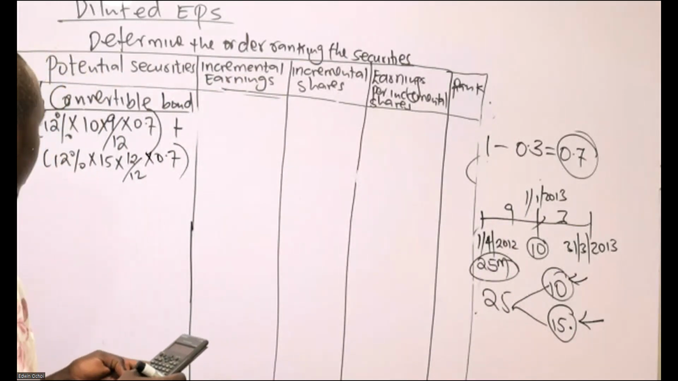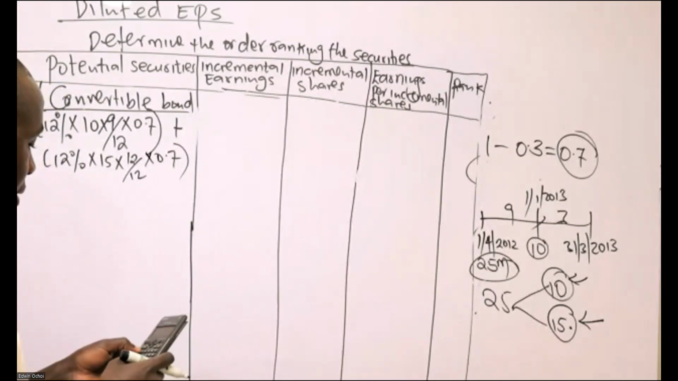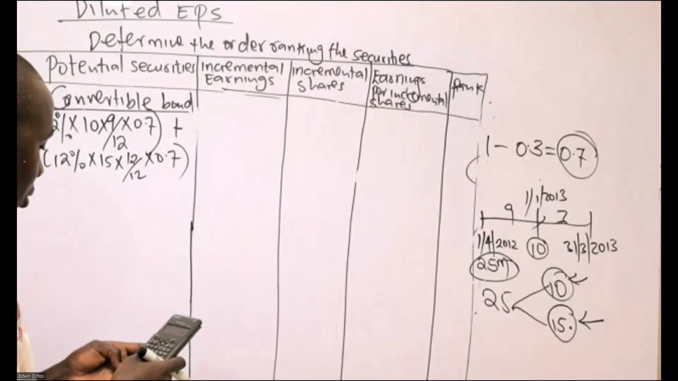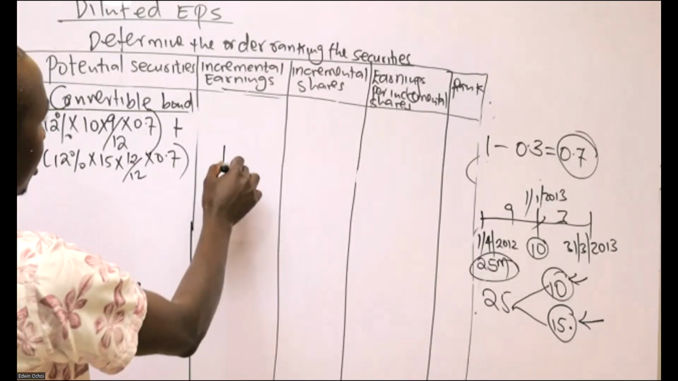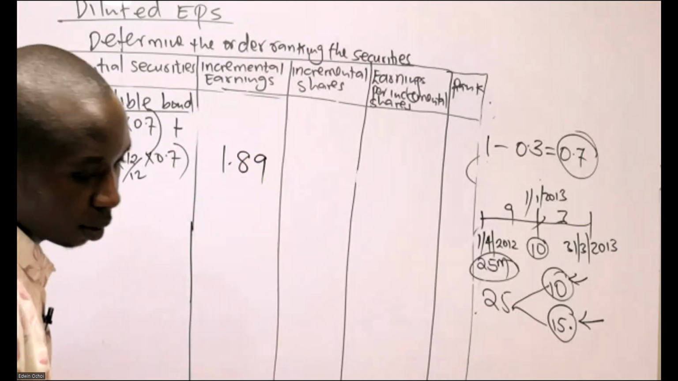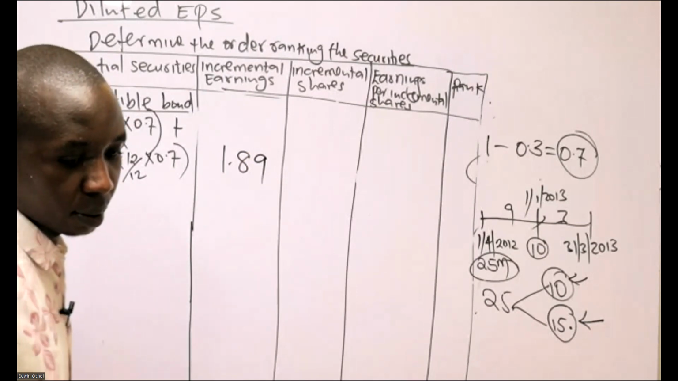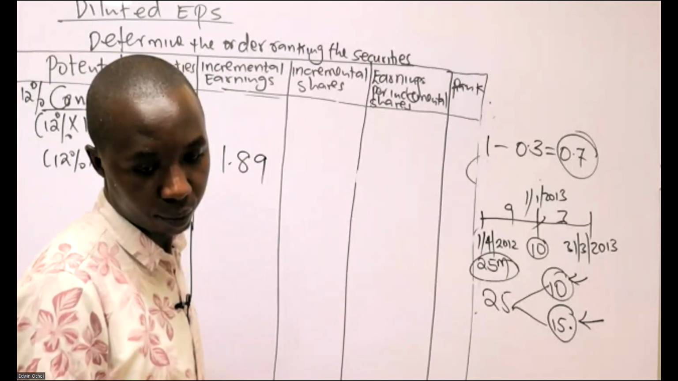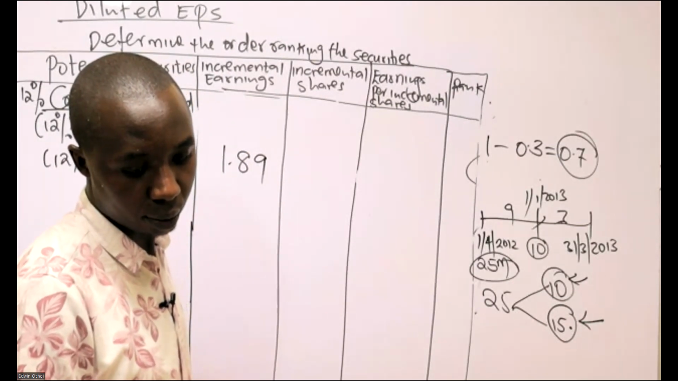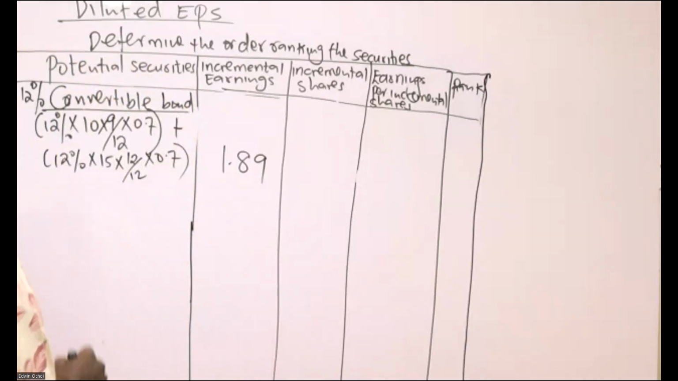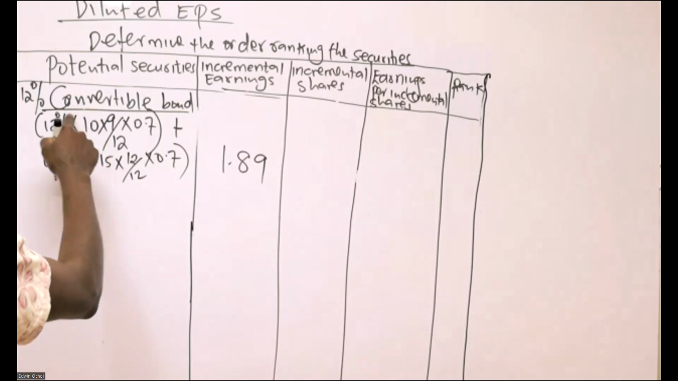So 0.12 times 10 times 9 over 12, we prorate, times 0.7, plus 0.12 times 15 times 0.7. That gives 1.89. So the 1.89. This one was earnings. We have dealt with the earnings.